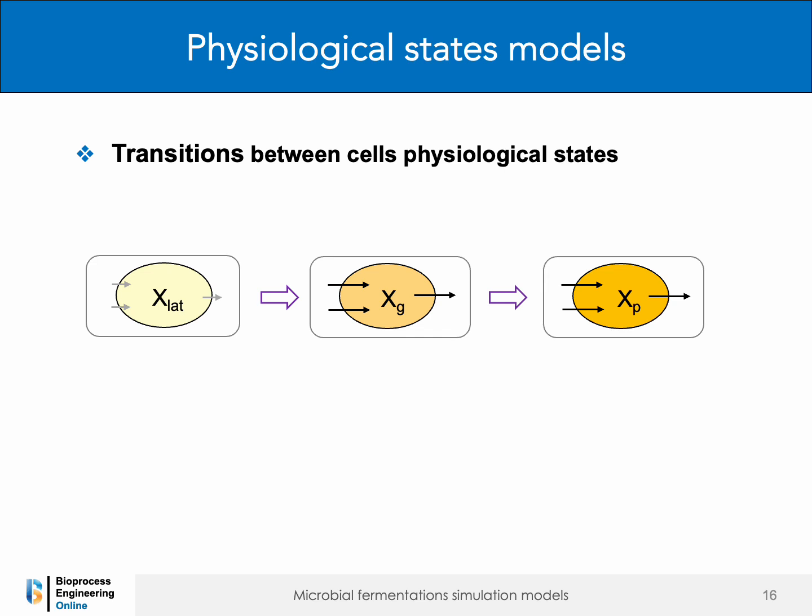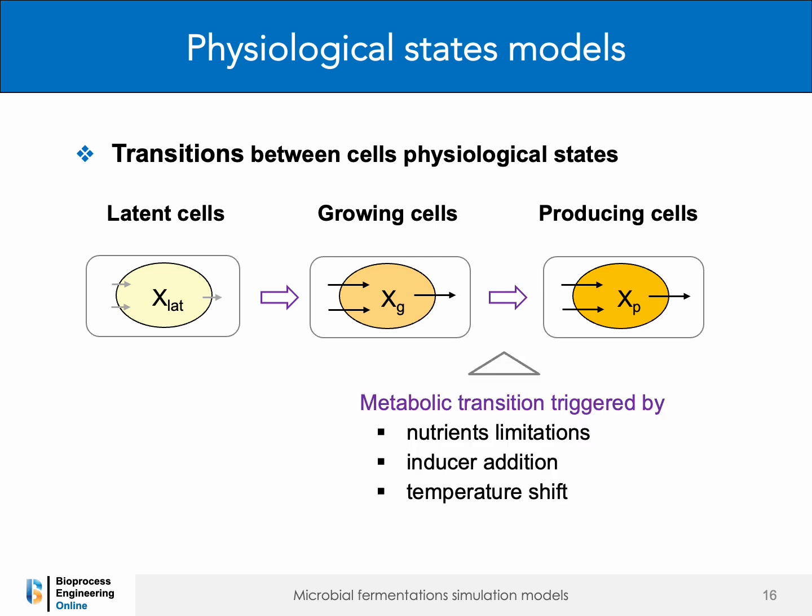These physiological states typically include latent cells, recently inoculated cells, adapting to the new medium and environmental conditions, exhibiting minimal or no growth. Growing cells, characterized by active and rapid cell division, leading to biomass accumulation. Producing cells, in which metabolic activity is redirected toward the synthesis of the desired product, rather than continued cell growth. The transition from the growing to the producing state is often triggered by external factors, such as the addition of an inducer, a temperature shift, or nutrient limitation.